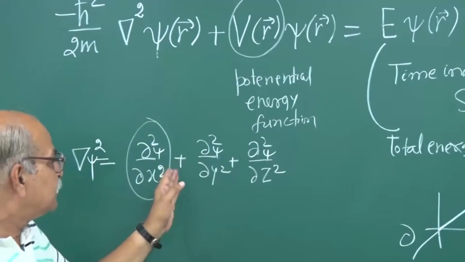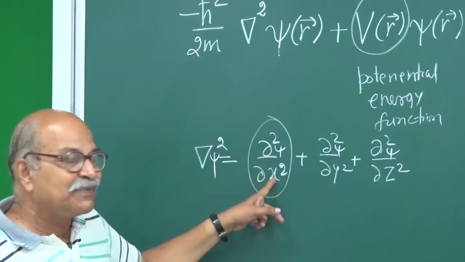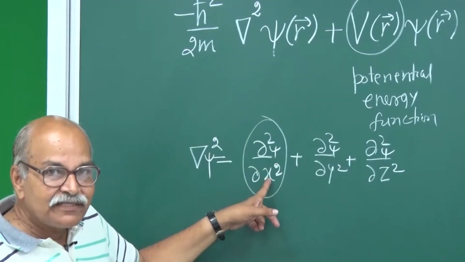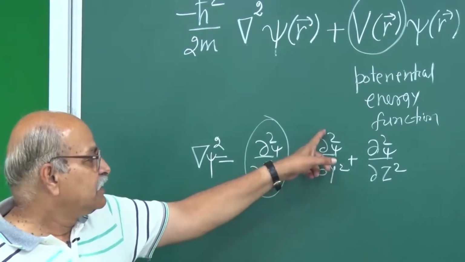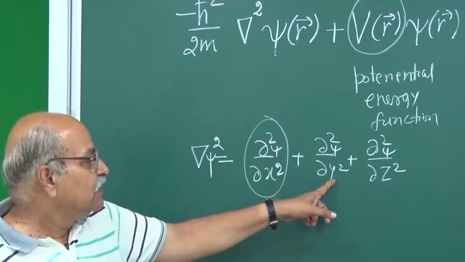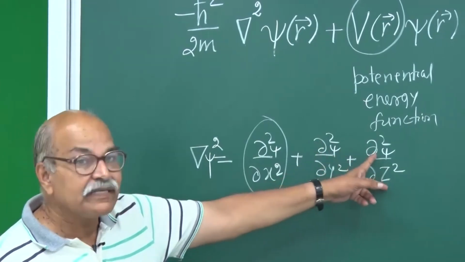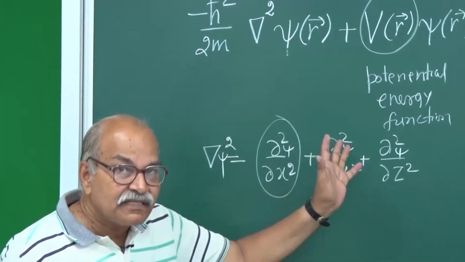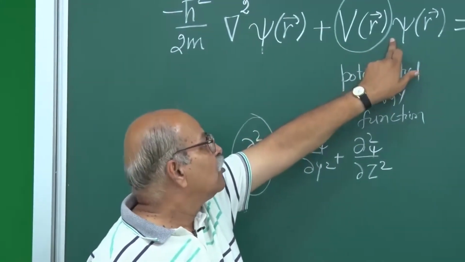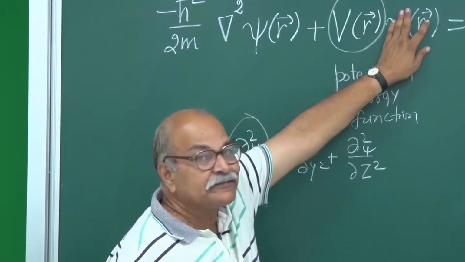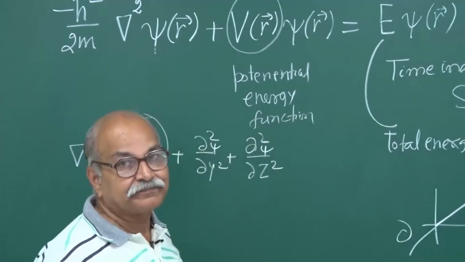And then if it is a function of x, y, z coordinates, this expression means that you differentiate with respect to x and treat y and z as constants for this differentiation. Similarly, for this differentiation, differentiate with respect to y twice and treat x and z as constants, and similarly here. They are known as partial differentiations. So that is the meaning of this operator, and this is simple multiplication of the potential energy function and psi, and then you have this energy and this psi here.